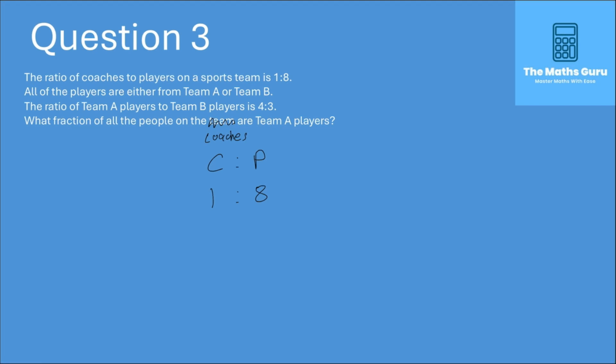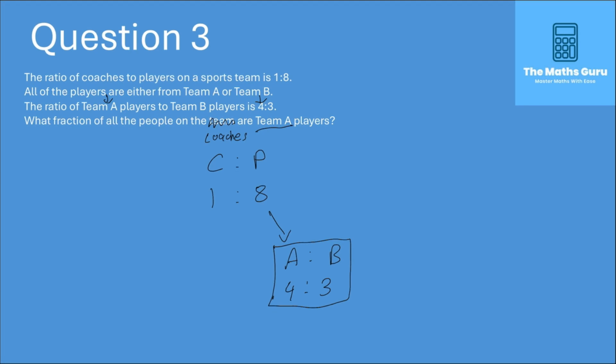So coaches are obviously not players. So the Team A to Team B ratio comes from the players side of the ratio. So we have our A to B ratio here, and this becomes 4 to 3, because remember we read it in order: this comes first, so this first number is underneath that one. So this is our ratio of Team A to Team B players. And we want to work out what fraction of all the people on the coach are Team A players.